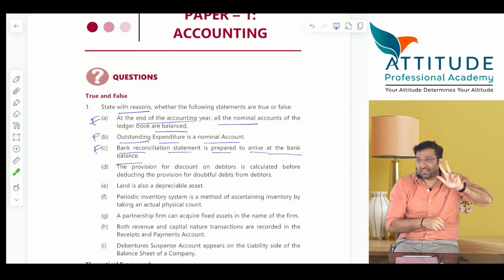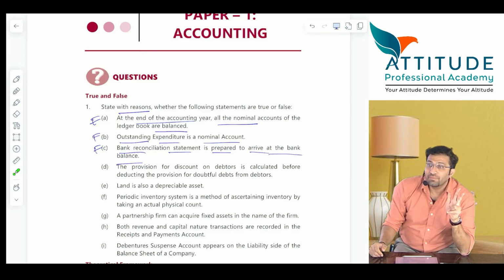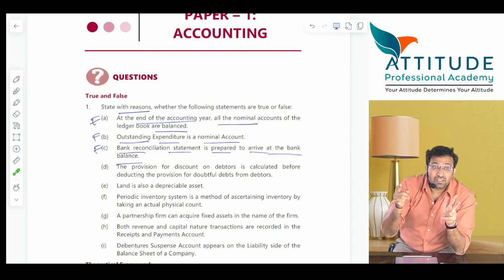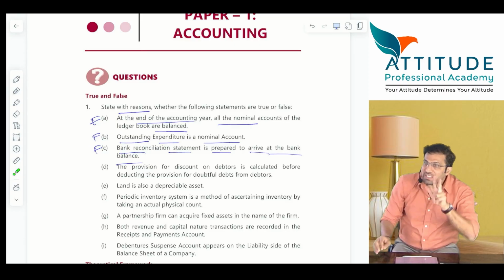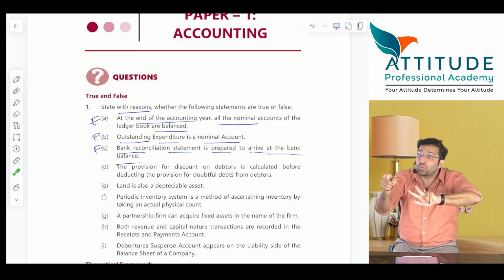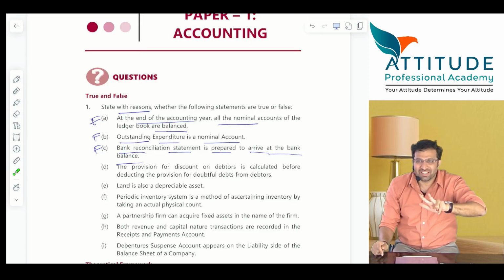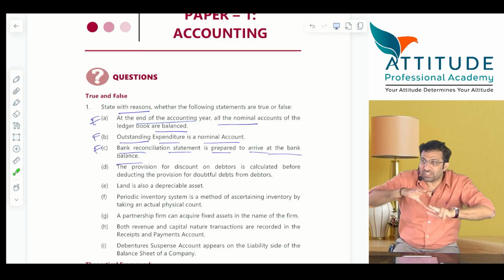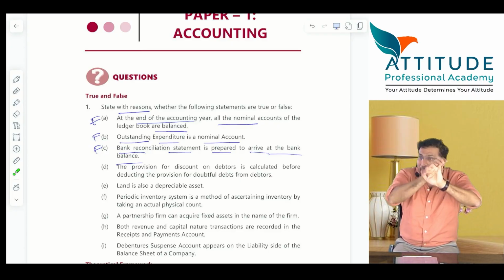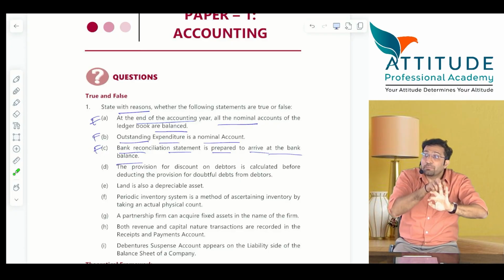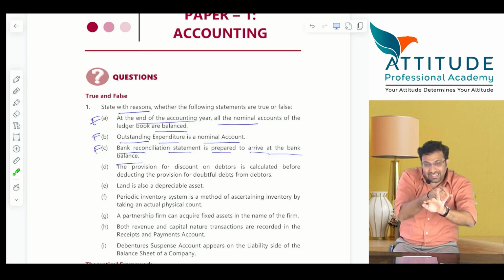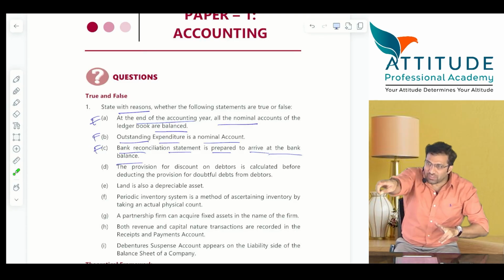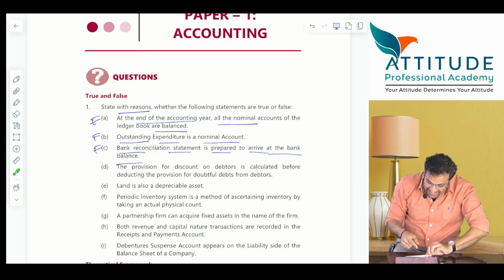A B C D. D is doubtful, उसका प्रोविजन करो. प्रोविजन फॉर डाउटफुल डेट्स करो. बचे कितने? A B C who are good debtors, and these people are paying within time. That is why you want to give them a discount. So discount should be after deducting bad debts, after deducting provision for doubtful debts. So bad debts and provision for doubtful debts गया, तो बचा कौन? Good debtors. On to the good debtors you can give what? Discount.